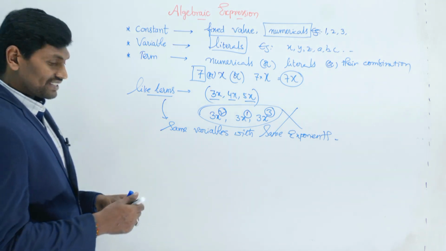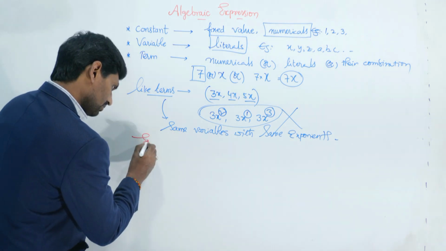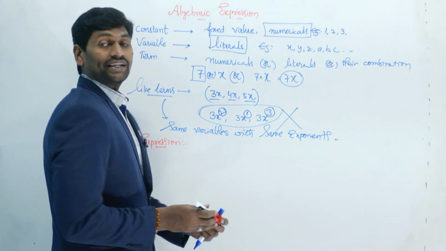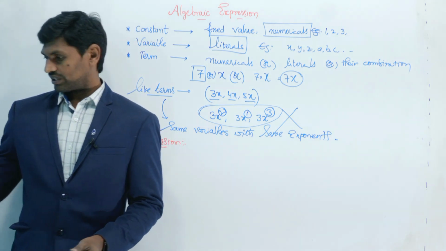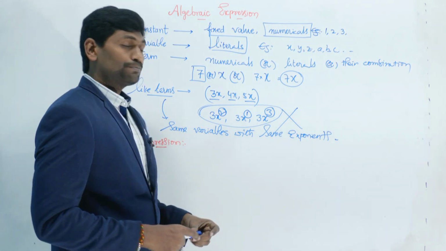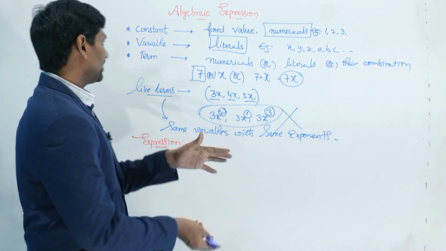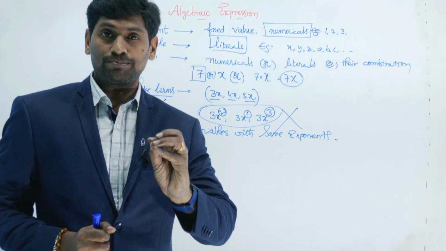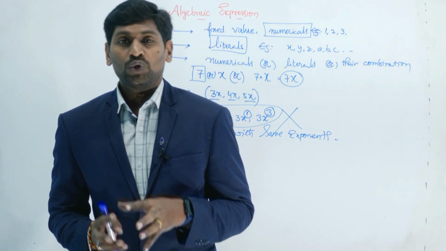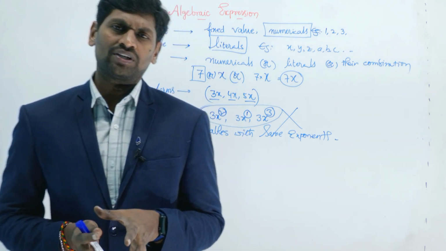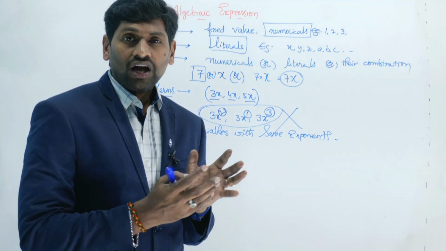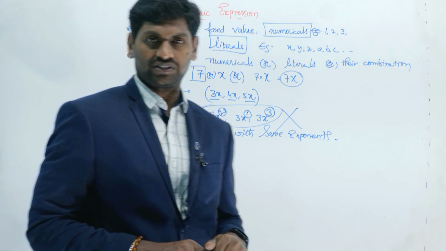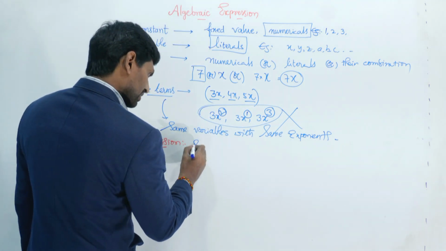Now let us discuss expression. What is an expression? Until now we have discussed constant, variable, term, like terms and unlike terms. But what is an expression? Expression means only terms we can take. A single term can also be called an expression. A single term or a combination of terms with plus or minus symbols is called an expression. What is the definition of expression?